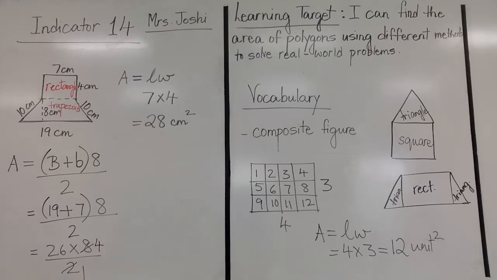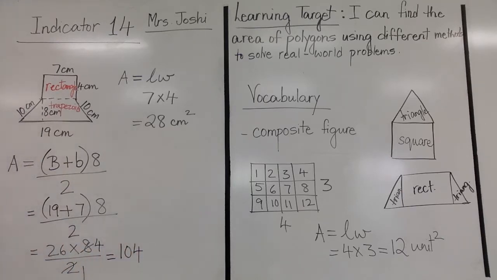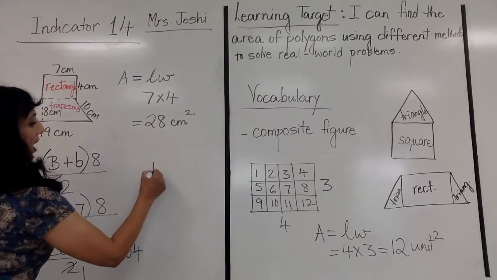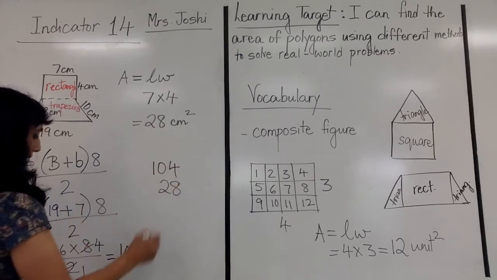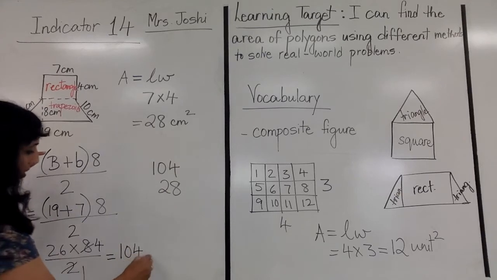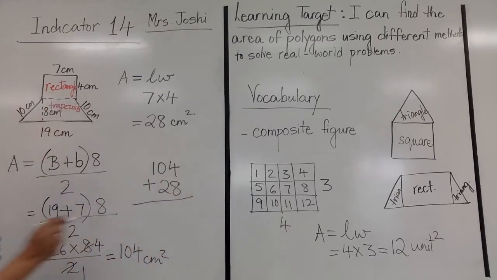Okay, and then I would have 26 times 4 gives me 104. Okay, because 4 times 6 is 24, carry over 2, 4 times 2 is 8, plus 2 gives me 10, so 104. And then now that I have 28 and I have 104, I'm going to take both these areas, because this is just this spot. Okay, this is just the trapezoid, and I am going to add it up.